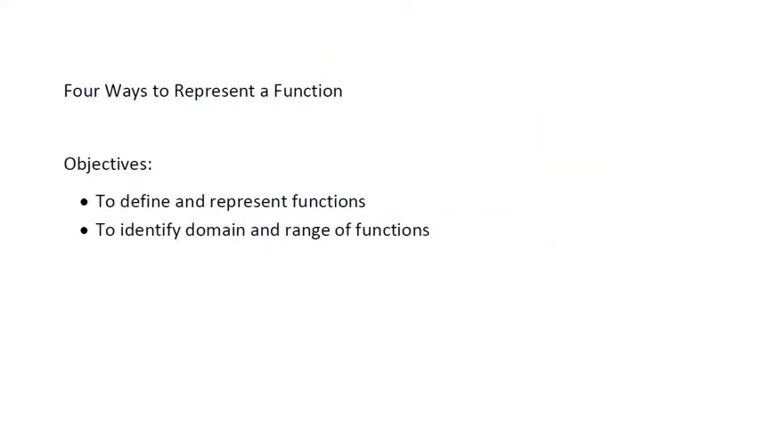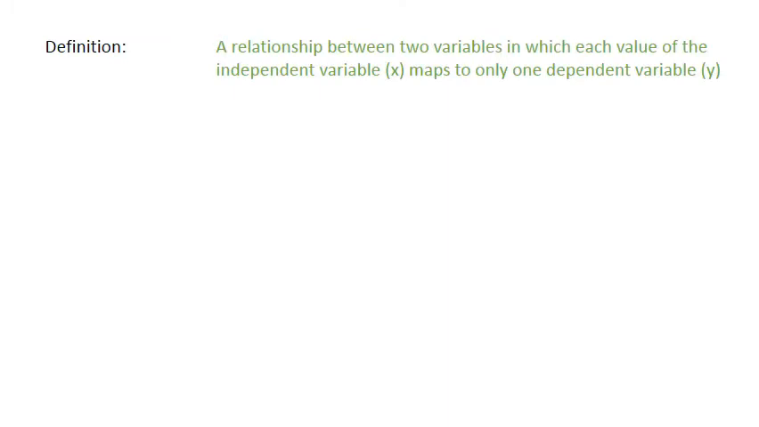So we want to talk about 4 ways to represent a function. Those are in tabular form, or a table of values, a graph, verbal description, or a function rule, and we'll see all of those in what we're doing today. We're going to work on defining and representing functions and finding domain and range.